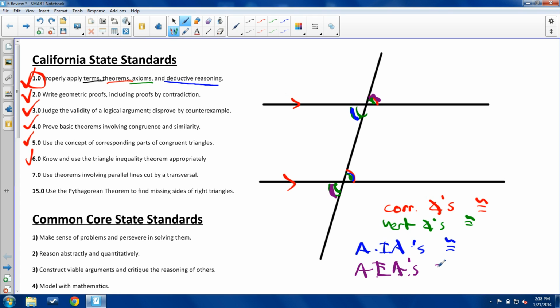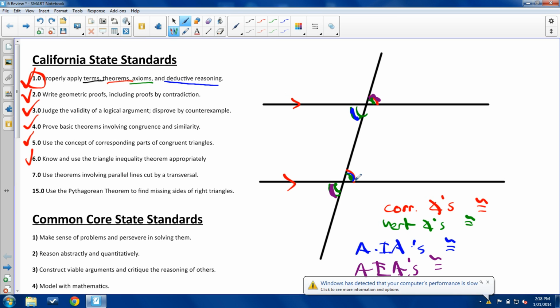And alternate exterior angles are also congruent because of all these right there. So we have four sets of things which are congruent: corresponding angles, vertical angles, alternate interior, and alternate exterior. Okay. Now you start to play with this a little bit more, and you start to see some other things and notice them and say them.